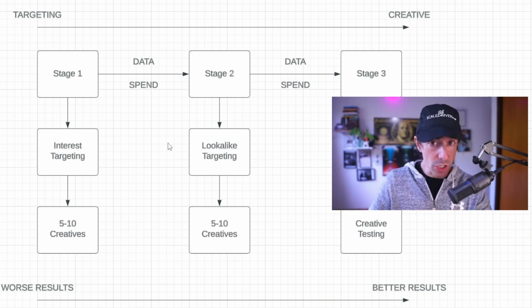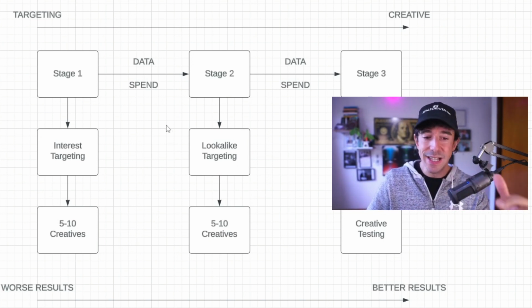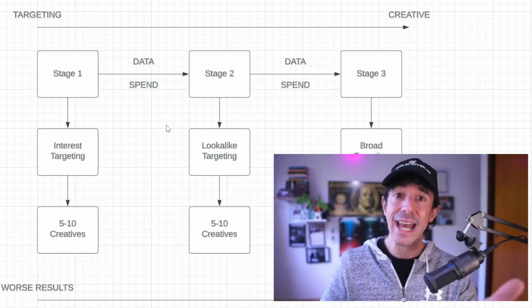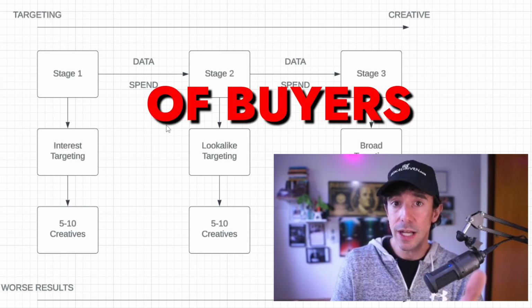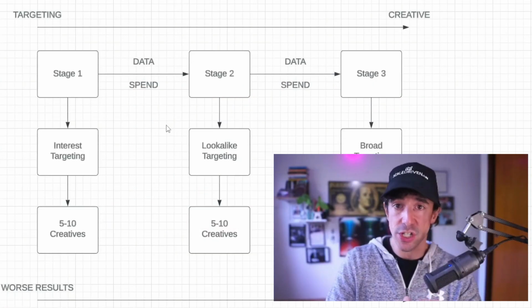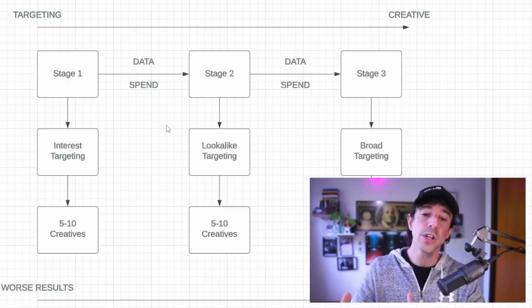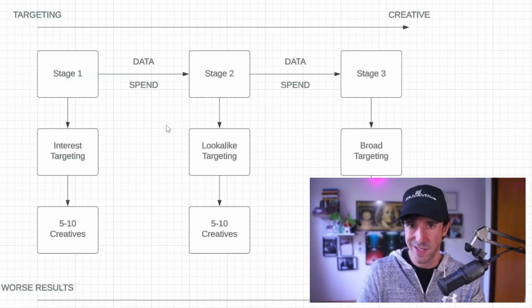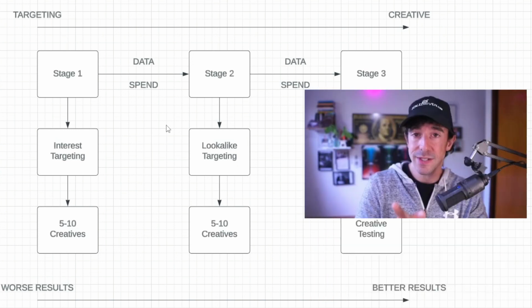And stage number 2 is kind of in the middle of the whole spectrum, right? Stage number 2 is when we start doing lookalike targeting. Because again, once you have 200 to 500 of anything, you can create a lookalike audience of buyers, or you can create a lookalike audience of page visitors, or engagers, or people that watch and consume your content. So you can start creating lookalike audiences. Usually on Facebook, it's 1% lookalike audiences. On YouTube, it might be similar audiences, but the same thing applies.